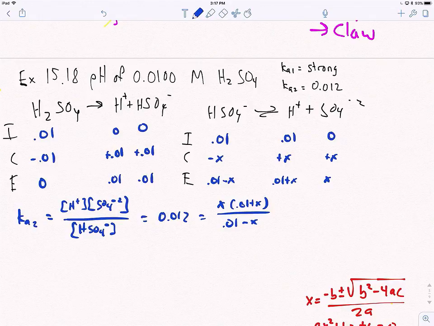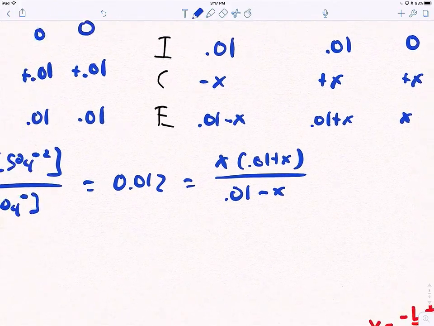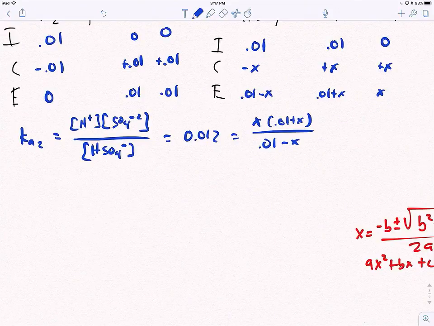The problem with this one though is you can't disregard the x. It's too close. The 0.01 minus x is not insignificant. Remember when we had, if this was like 10 to the minus 7 or something like that, you could disregard x. But you can't. So unfortunately, you have to do the entire quadratic equation. You have to solve for x directly.